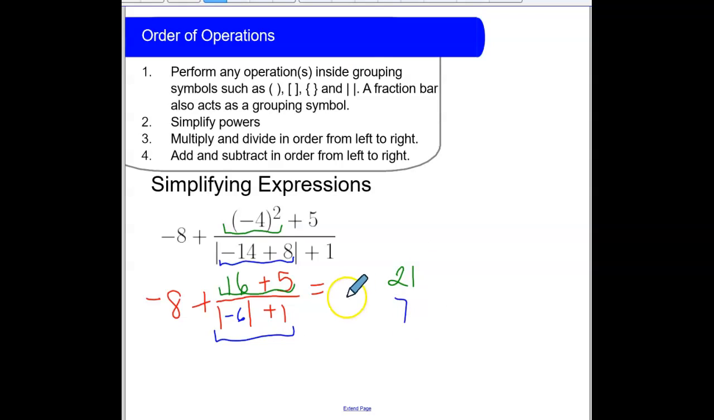And then just don't forget that negative 8 we had hanging out there at the beginning. Now I've got negative 8 plus 21 over 7, right? Fraction bar means division, so I'm going to divide next. Negative 8 plus 3, that's negative 5.